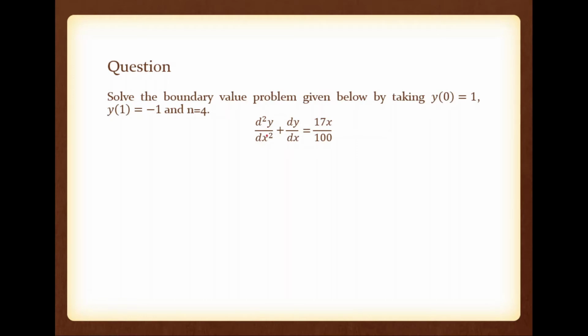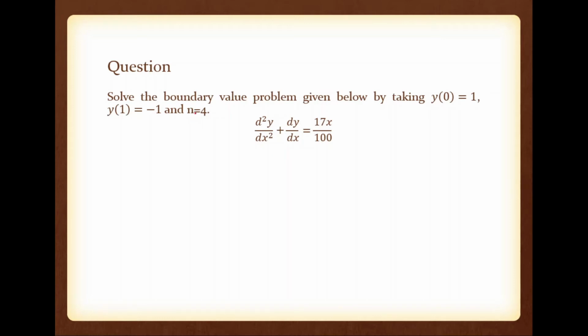The ordinary differential equation is d square y by dx square plus dy by dx equal to 17x divided by 100. So please note the ordinary differential equation is given. This one is the ordinary differential equation. So we have to replace d square y by dx square and dy by dx by using the central difference approximation. That we have to do.